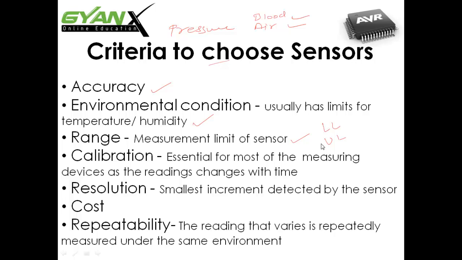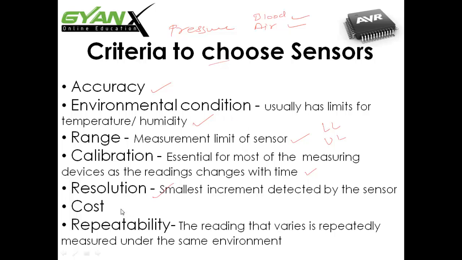Calibration is essential for most measuring devices, as the reading changes with time. It actually depends upon the changes in the environment. So in this way calibration is used. Resolution is the smallest increment detected by the sensor. If you have a temperature sensor and there is a rise or fall of a few degrees in temperature, it must detect that increment or decrement. So this is what resolution is.